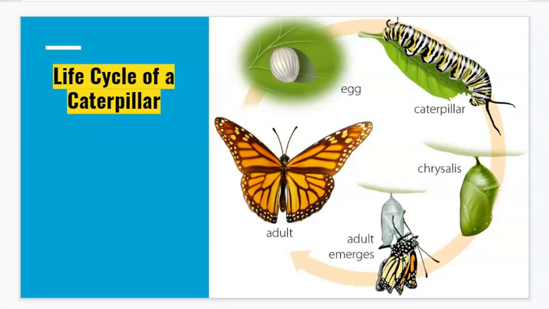Before we continue, let's review the life cycle of a caterpillar. We've talked about the egg. Then the caterpillar comes out, it eats its egg, it eats the leaves, it becomes a caterpillar. Once it becomes a caterpillar, it moves on to the chrysalis stage. This is where the caterpillar uses its silk to go ahead and make its hard outer shell and attach to a leaf. Next, it will emerge from its shell and it will become a butterfly.